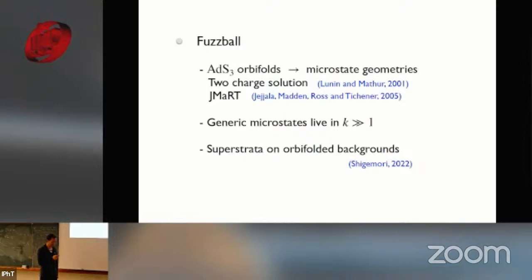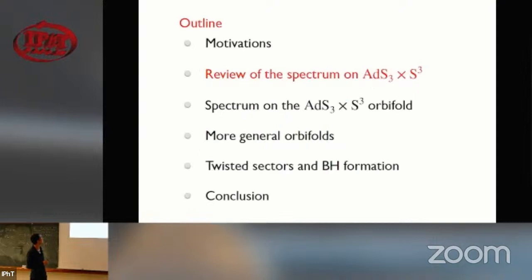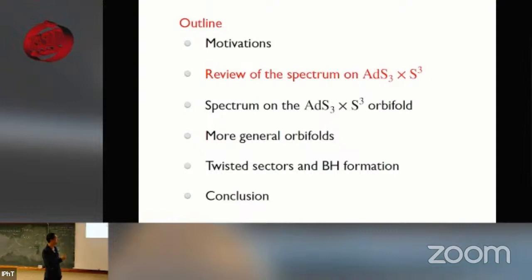It is generally believed that the generic microstates live in the limit where k is much bigger than 1. And there's interesting work from last year by Shigemori to start with the AdS orbifold and put gravitons there to make a microstate geometry. Today we will put a string in this background and look at the spectrum. If you have any question, please ask. So this is the plan of the talk. I will first review the original AdS3 cross S3 spectrum, then the spectrum on the orbifold and the more general orbifold. Then I will talk about the three sectors and the black hole formation.